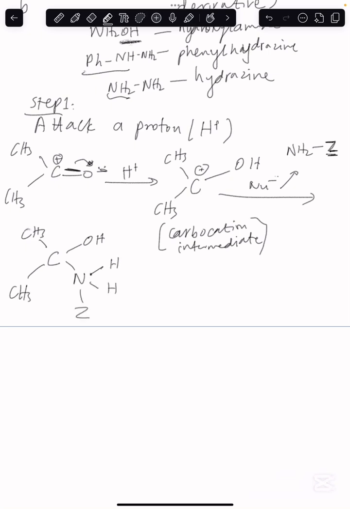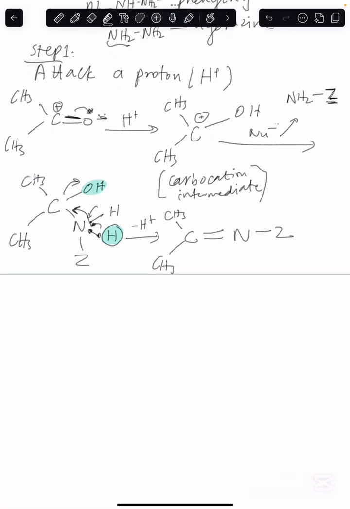Now this hydrogen will be removed and given off as a proton. Now this hydrogen will also make bonds with this hydroxyl group, and this hydroxyl group will leave, this hydrogen will leave, and the pi bond will be shifted over here, and then it will form the double bond C=N-Z. So this is going to be our product after the acidification.